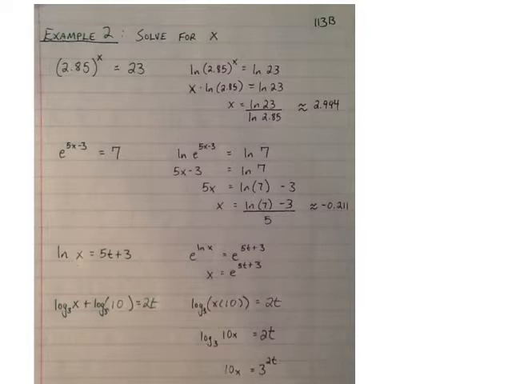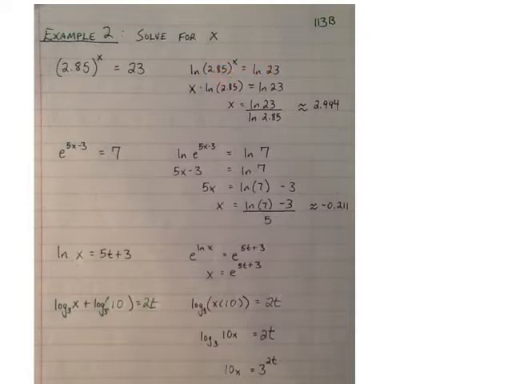Okay, so in example 2, what we're doing is we're just solving for x, and this is more commonplace when we're dealing with simplifying and solving exponential and logarithmic expressions. In the first example I started pretty basic. I just have a number raised to x equals another number. So to get rid of that exponent, I take the log of both sides, and so I have natural log of 2.85 to the x equals natural log of 23.